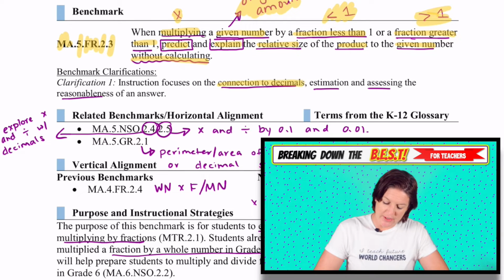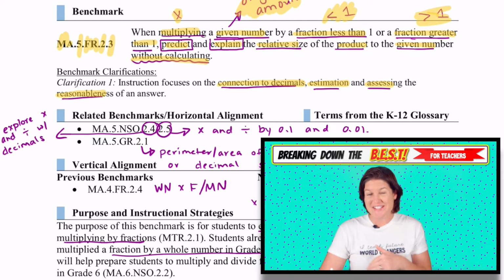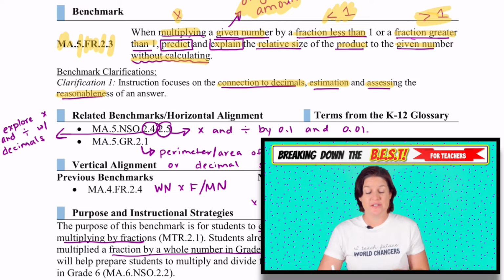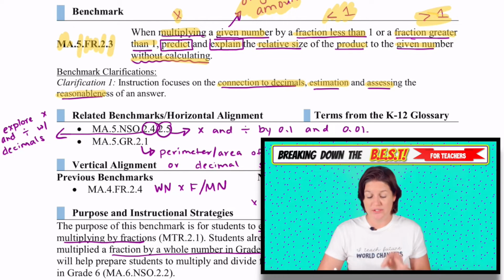So, benchmark clarifications. Instruction focuses on the connection to decimals, estimation, and assessing the reasonableness of answers. So even though it doesn't mention decimals in the standard itself, this clarification lets us know that decimals will also be connected to what we're doing today.